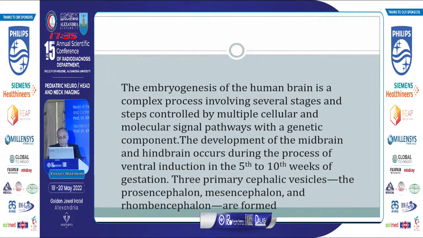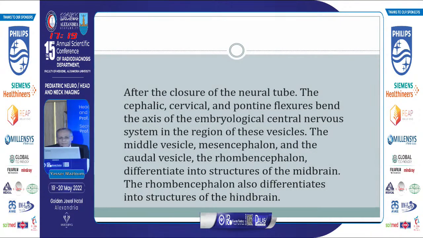The development of the midbrain and hindbrain occurs during the process of ventral induction at the 5th to 10th weeks of gestation. The primary cephalic vesicles, the prosencephalon, mesencephalon, and rhombencephalon, are formed. After the closure of the neural tube, the cephalic, cervical, and pontine flexures bend the axis of the embryological central nervous system in the region of these vesicles. The middle vesicle, mesencephalon, differentiates into structures of the midbrain, and the caudal vesicle, rhombencephalon, also differentiates into structures of the hindbrain.